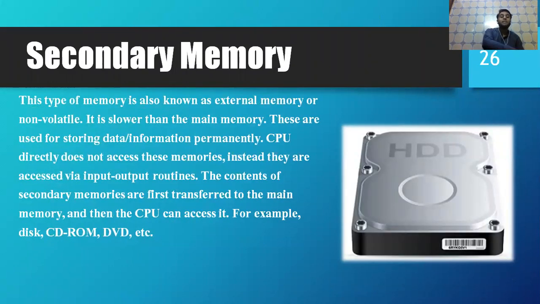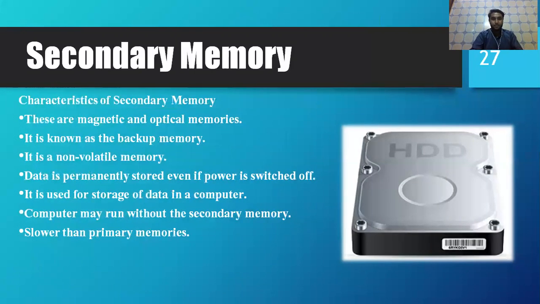Secondary memory. This is a type of memory also called external memory or non-volatile memory. It is slower than the main memory. These are used for storing data and information permanently. The CPU does not directly access these memories. Instead, they are accessed via input-output routines. The contents of secondary memories are first transferred to the main memory, and then the CPU can access them. For example, disk, CD-ROM, DVD, etc.